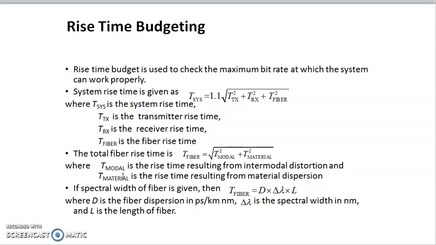Generally people say rise time budget and bandwidth budget. Here we say rise time budget because it is nothing but the requirement in terms of bit rate. So we can calculate for a complete system the system rise time, that is T sys equals 1.1 times the square root of T Tx squared plus T Rx squared plus T fiber squared. T subscript Tx is the transmitter rise time, T subscript Rx is the receiver rise time, and T subscript fiber is the fiber rise time.